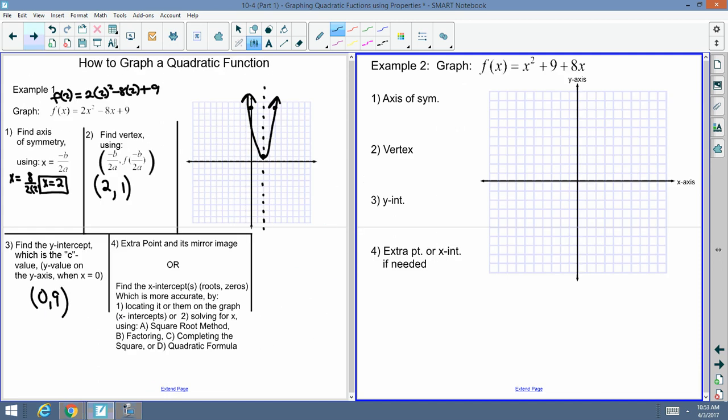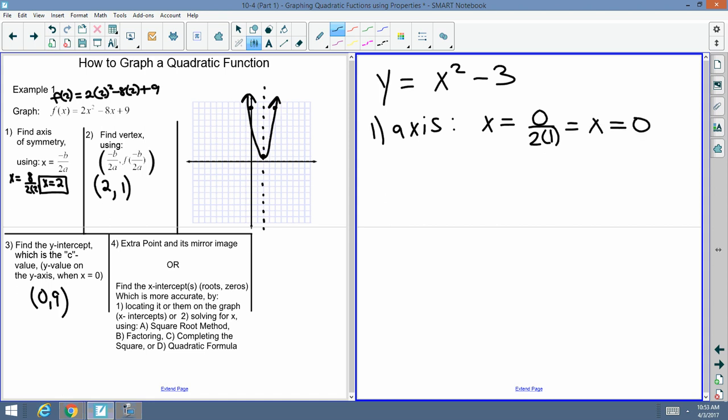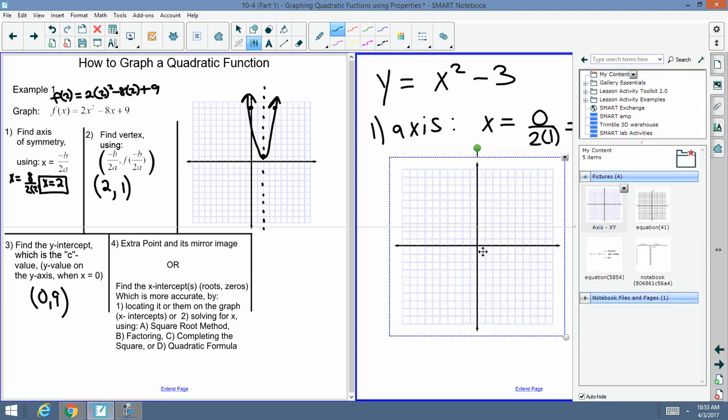If by chance the vertex and the y-intercept are exactly the same, you have to do step 4. What am I talking about? Let's say I tell you graph y equals x squared minus 3, let's just say, okay? My first step, axis of symmetry. My axis of symmetry is x equals negative b, which is 0, over 2a. So in this case, my x equals 0. You with me? Let me get my little graph here.